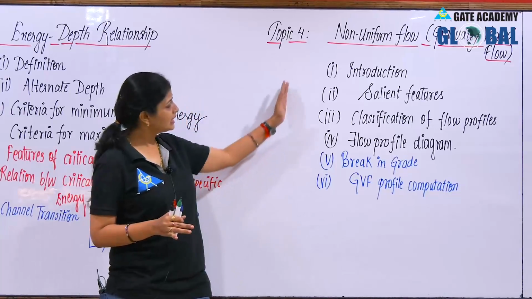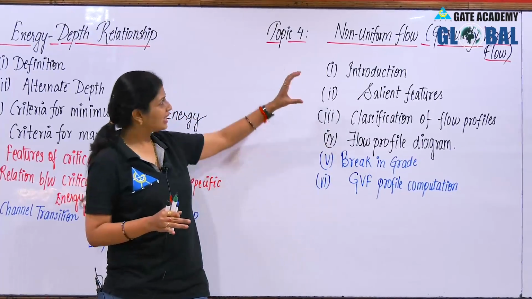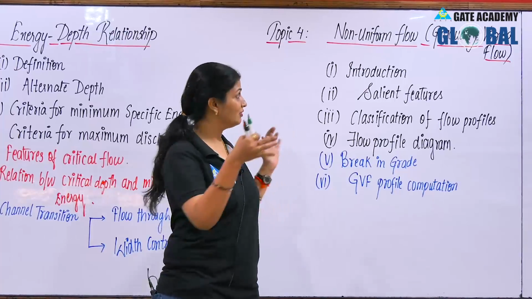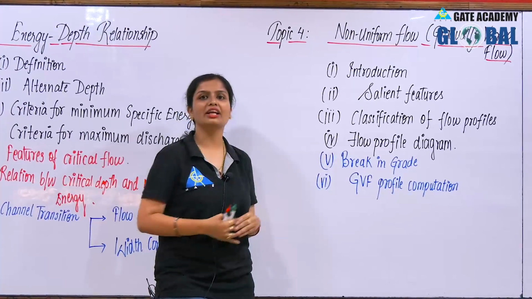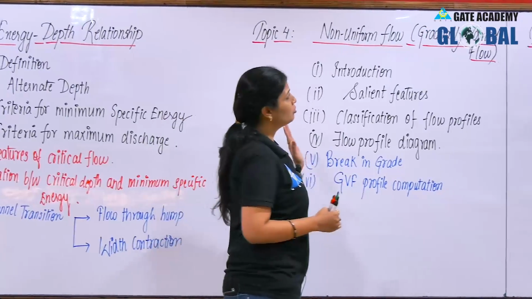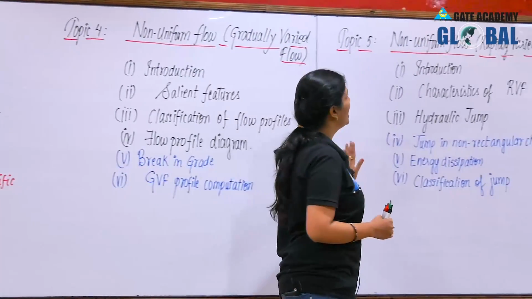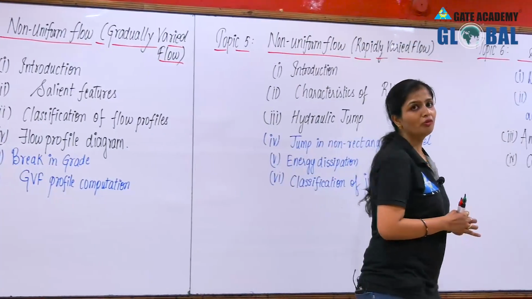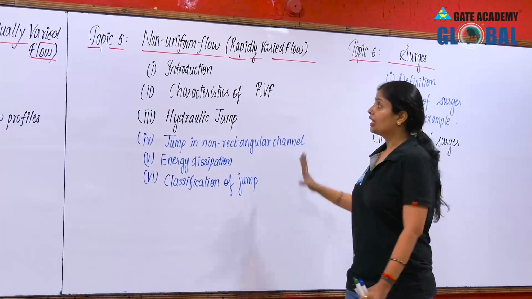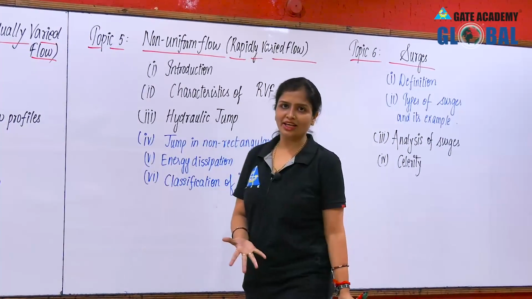Fine. So these are the 6 topics which can be encountered, or say I found it to be very useful if we classify a separate topic in open channel flow as gradually varied flow. After this, now moving to the 5th topic, that is non-uniform flow, but here we will be dealing with rapidly varied flow. Now first, what is this rapidly varied flow?